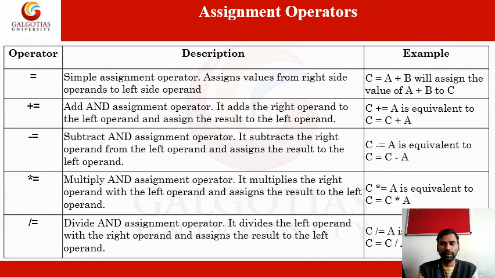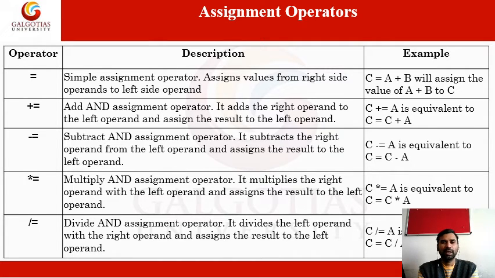Next, assignment operators. This is a very important operator in the C programming language. Assignment means you store some value. I need to store some value, so we need the assignment operator. The equal symbol is used as the assignment operator. It assigns values from the right side operand to the left side operand. So C equal to A plus B assigns the value of A plus B to C.